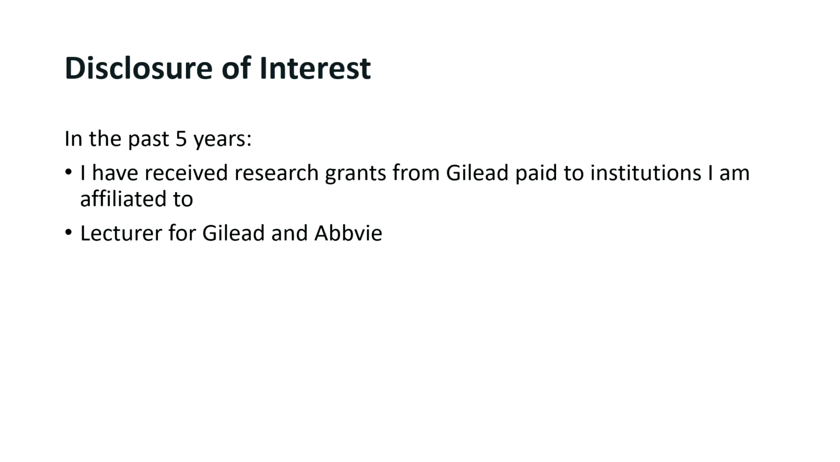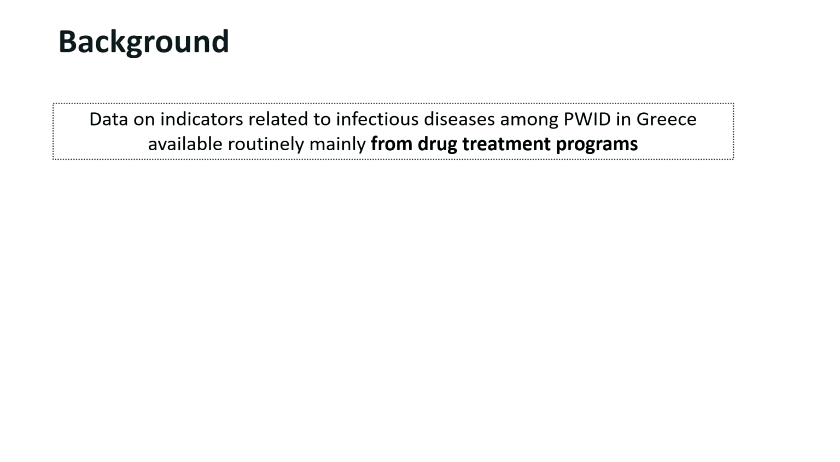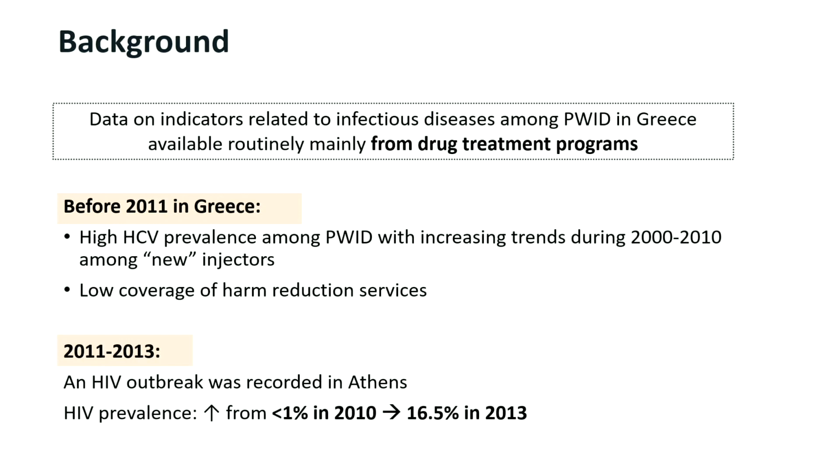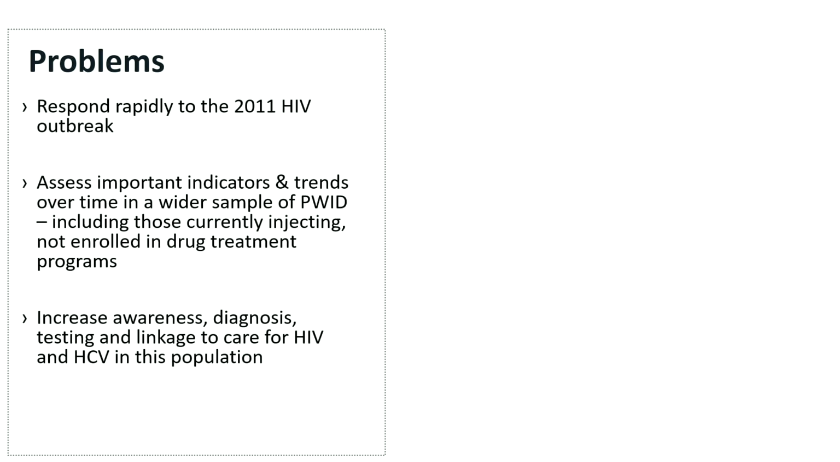Thank you very much. Just first, I will start with the background information about Greece to justify why we designed these programs in this way. So, first of all, in Greece, data and indicators related to infectious diseases, access to harm reduction, and so on are collected routinely, but from people who are enrolled in drug treatment programs. Before 2011, based on this data, we knew that the prevalence of hepatitis C was high. We knew that the coverage of harm reduction was relatively low. And in 2011, we had an outbreak of HIV infection, and that changed a little bit the way that we think about this issue. So we had some problems.